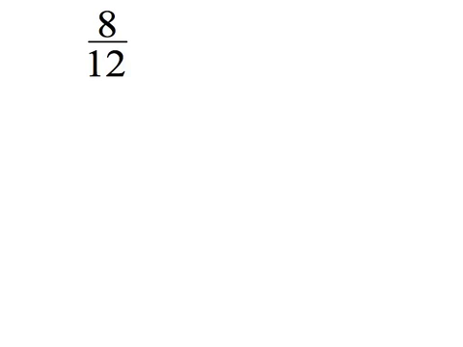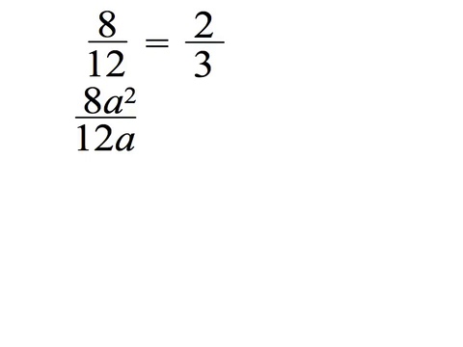In this lesson, we're going to put fractions in lowest terms, and we'll start with 8/12. Both of those numbers are divisible by 4, so it can be changed to 2/3. And now let's look at 8a squared divided by 12a. Well, the 8/12, of course, is 2/3. And from what we already know about exponents, we know that a squared over a is just a. So we end up with 2a over 3.